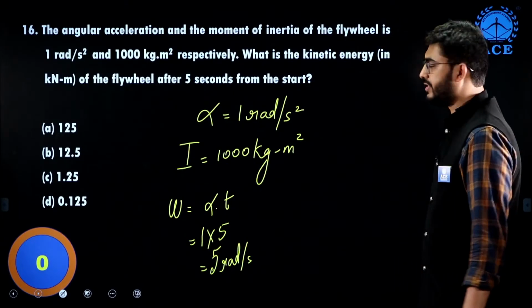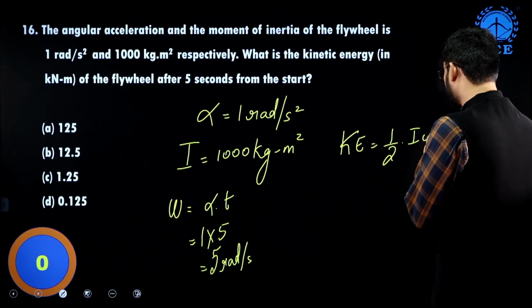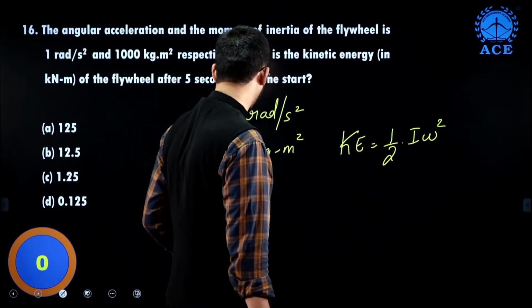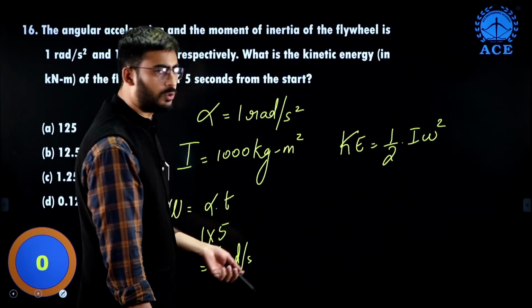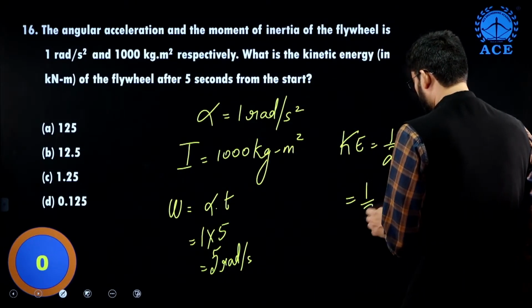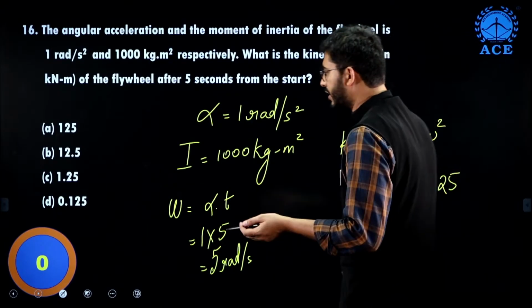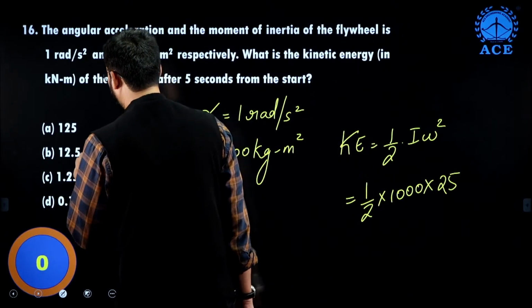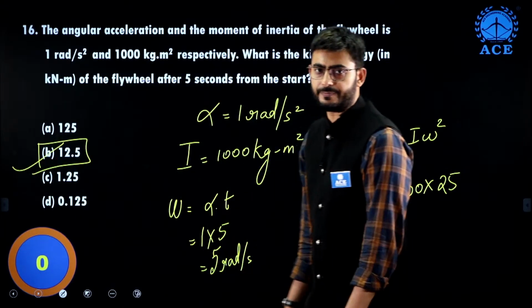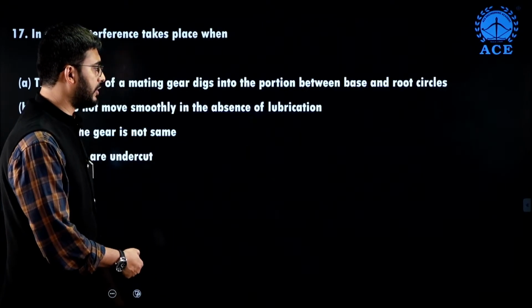All right. Next, kinetic energy will be equal to half times I omega square. Now you can substitute all these values, that is I is equal to 1000 and omega is 5. So 5 square into 1000 into 1 by 2. So approximately this will be around 12,500. So if we divide that by 1000, it will be 12.5 kilonewton meters. Option B is the answer, guys. Option B is the answer in kilonewton meters. All right. Let us see the next question.